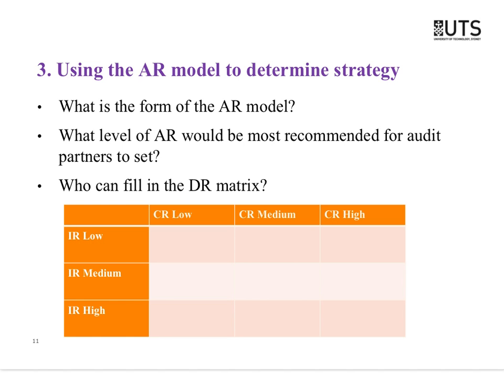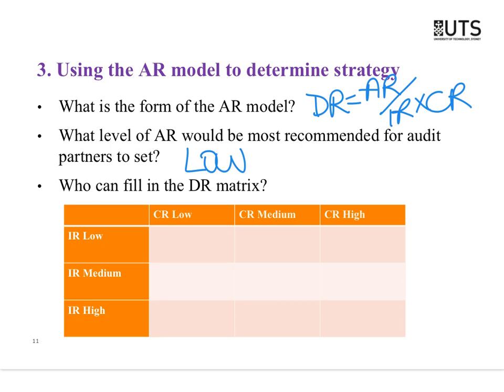All right, using the audit risk model to determine audit strategy, we know what the audit risk model looks like, and most people seem to have an understanding of it from the video interviews. What audit risk level would be most recommended for a partner to set? Low, medium, or high? Low. Low risk of getting sued. You'd be a pretty silly partner to set it anywhere else.